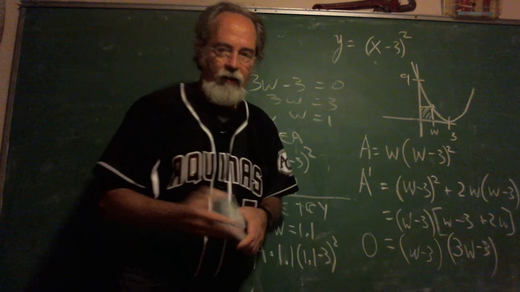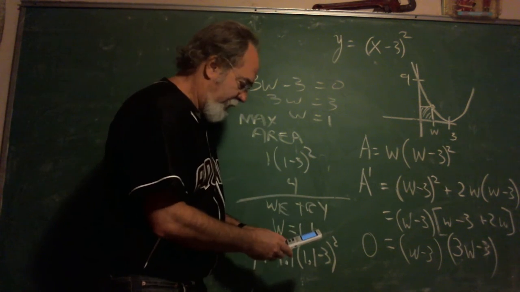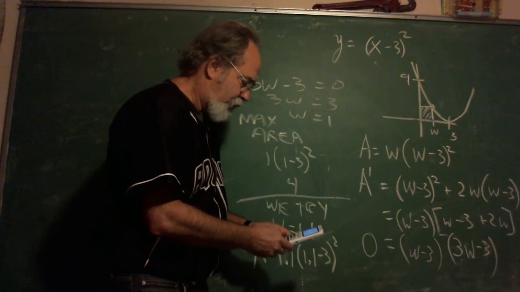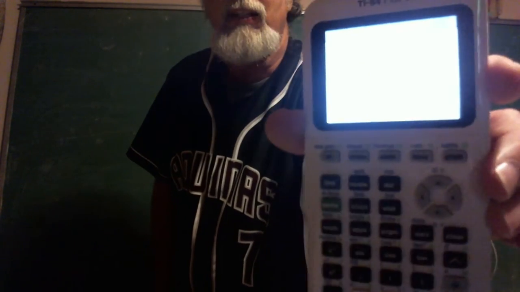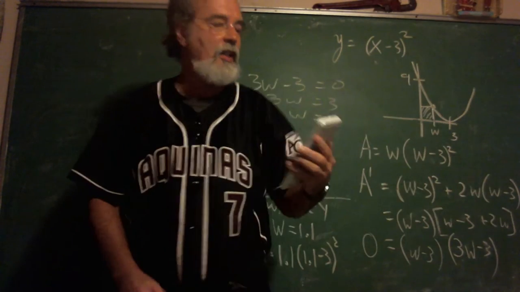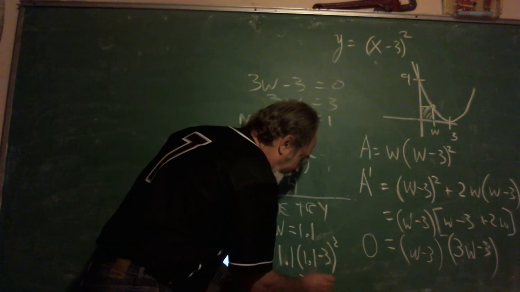1.1 is fancy numbers. So I've got 1.1 times the quantity, 1.1 minus 3, quantity squared. I hit enter. Whoa, can you see it? Oh, come on, you stupid camera. I'm trying to get that number visible. It's 3.97. I can't make it appear. 3.97, which is less than 4.